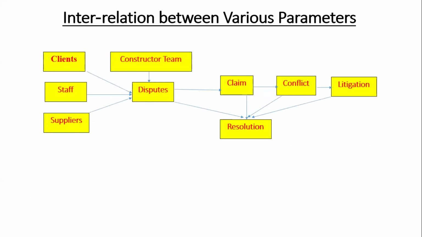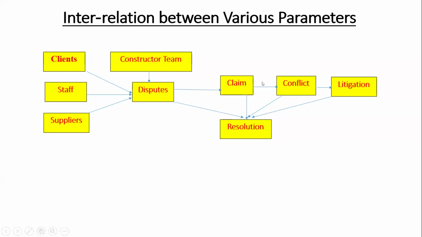So this is basically an arrow diagram showing the interrelation between various parameters. I will explain it. As you can see, these are the stakeholders: clients, contractor teams, staff, and suppliers. If any dispute arises between them and goes unresolved in the initial stage of construction, then it becomes a claim. It goes for claiming.